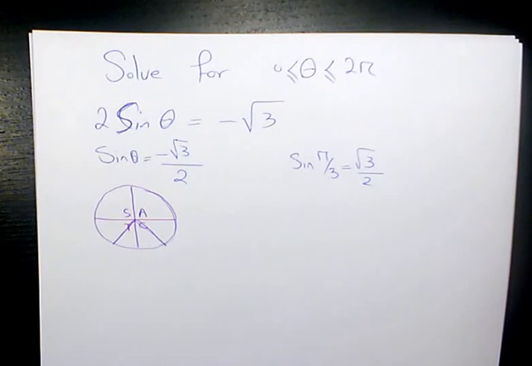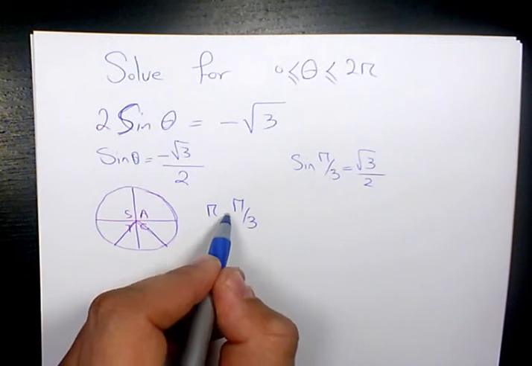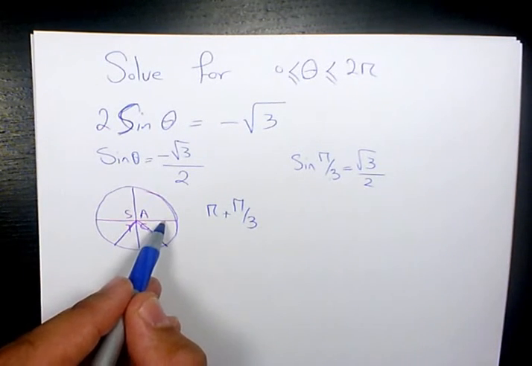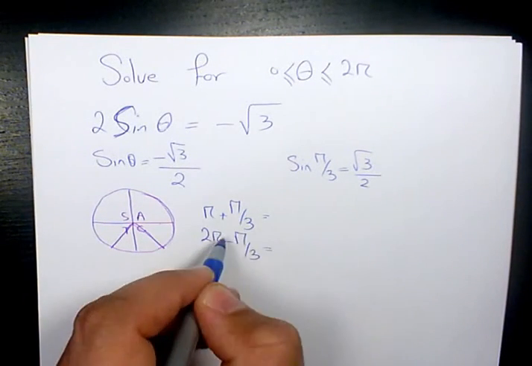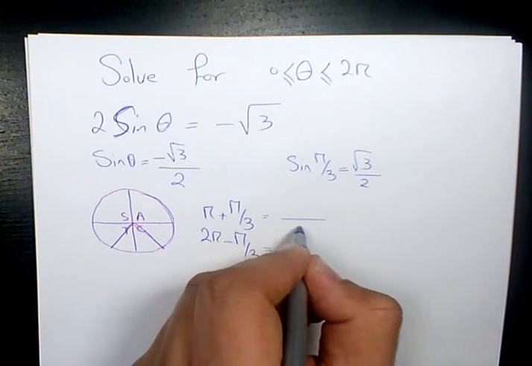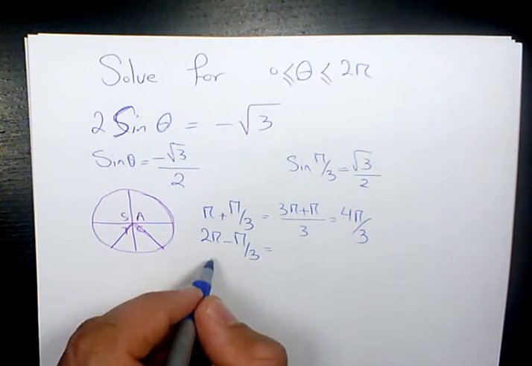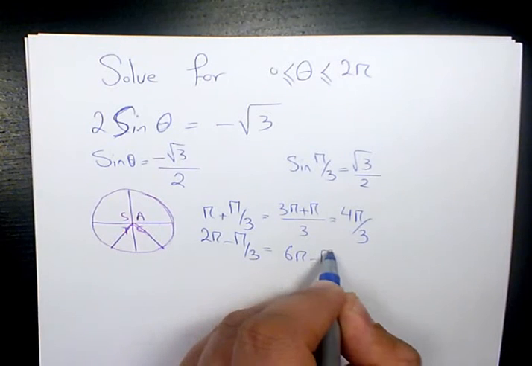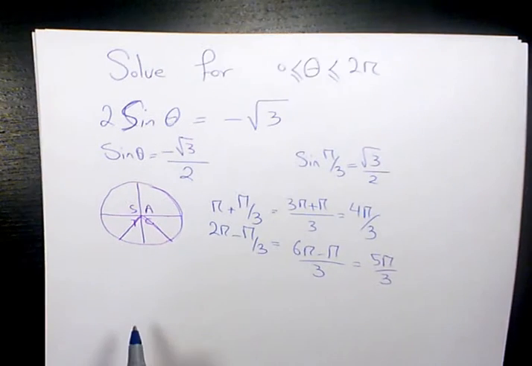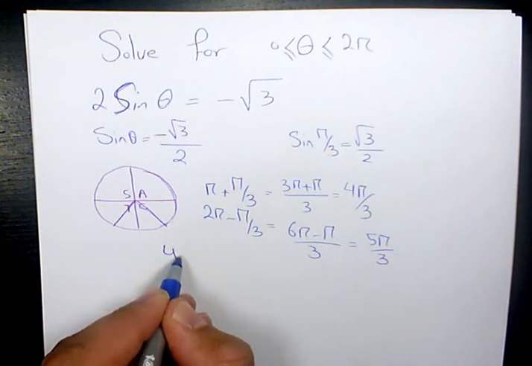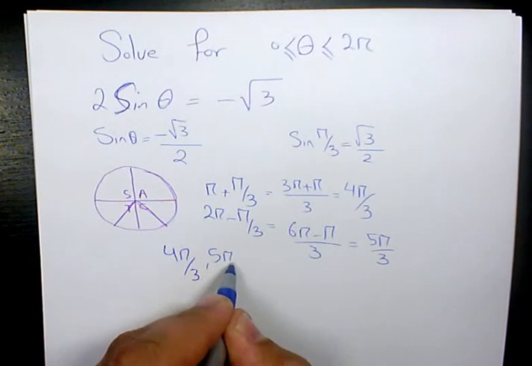One answer in quadrant 3 is pi plus pi over 3, and the other answer is going to be 2 pi minus pi over 3. So pi plus pi over 3 will be 3 pi plus pi, 4 pi over 3, and 2 pi minus pi over 3 will be 6 pi minus pi divided by 3, so that will be 5 pi over 3. So we have two answers. One of them is 4 pi over 3. The other answer is 5 pi over 3.